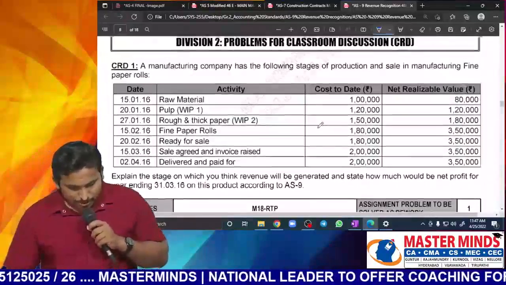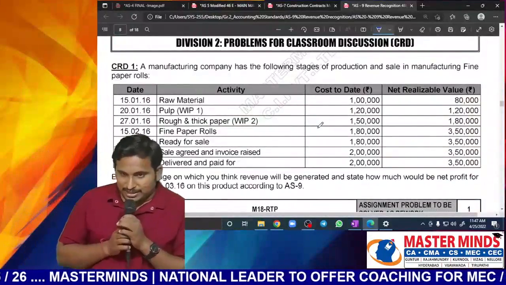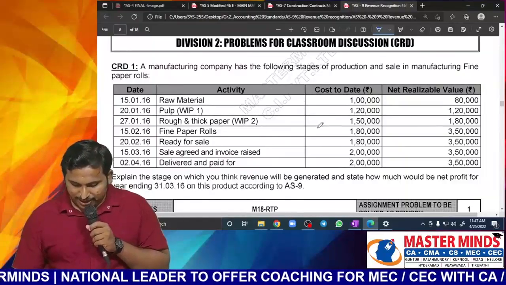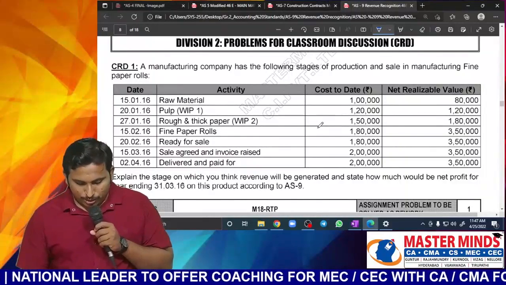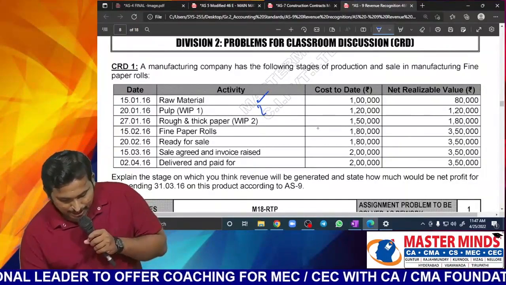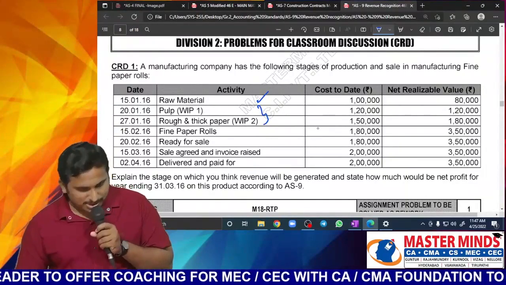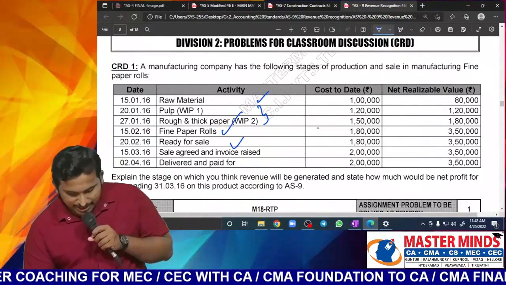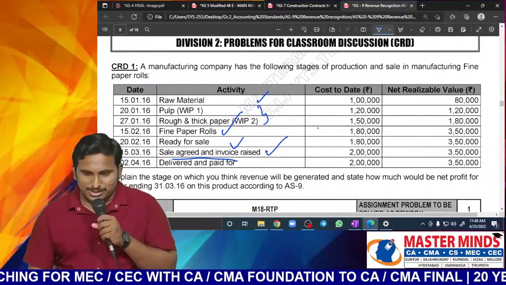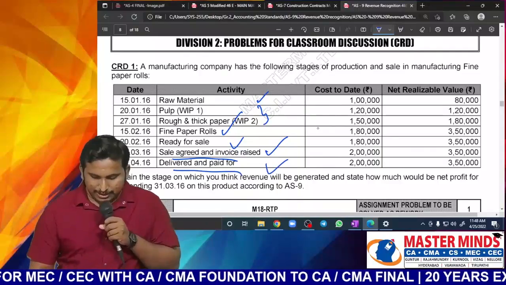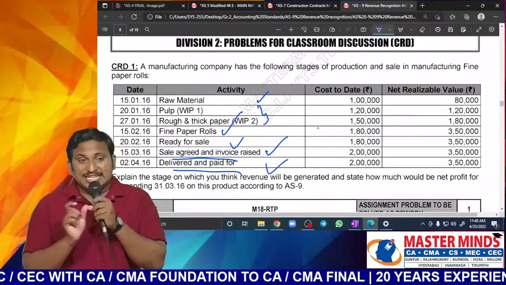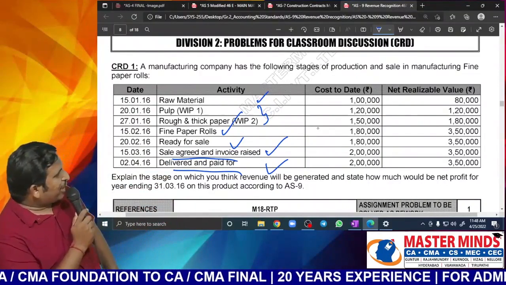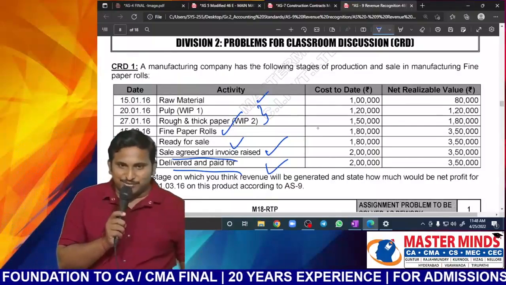Okay, please look at this question, sir. A manufacturing company has the following stages of production and sale in manufacturing fine paper rolls. Now you could observe, sir, first it is raw material, then work in progress, then finished goods, then ready for sale, then the sale agreement was entered and the invoice was raised and delivery was done here. Tell me at which point of time, on which date, risks and rewards were transferred?